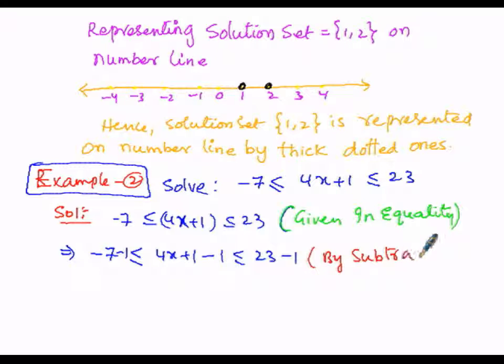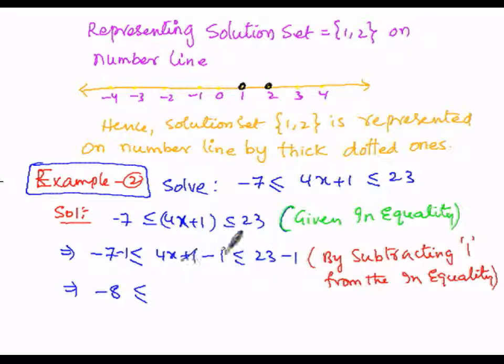By subtracting 1 from the inequality: when we subtract 1 from the middle one, we have to subtract it from the ends also. So, by further simplification, minus of minus is plus, so we add 7 and 1; 7 plus 1 is 8. To assess the sign, among 1 and 7, 7 is greater, its sign is negative. So it is -8. Less than or equal to, and plus 1 and minus 1 get cancelled in the middle.